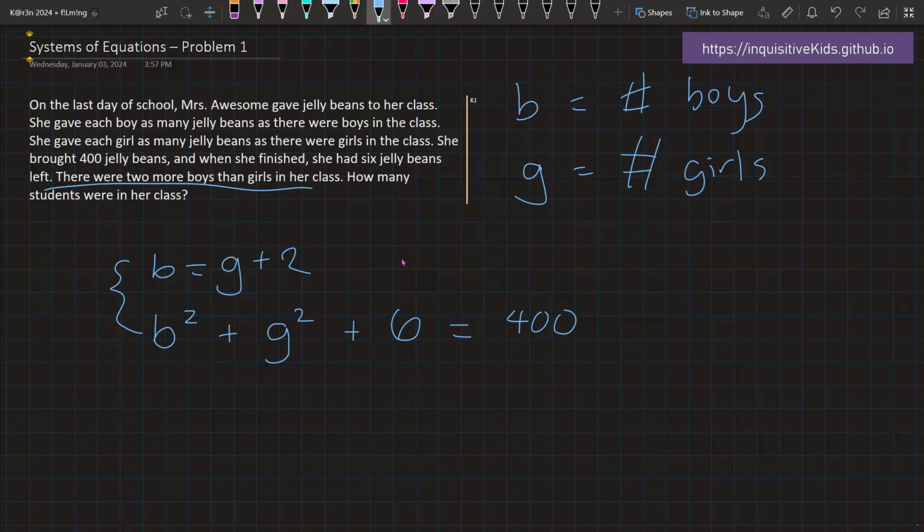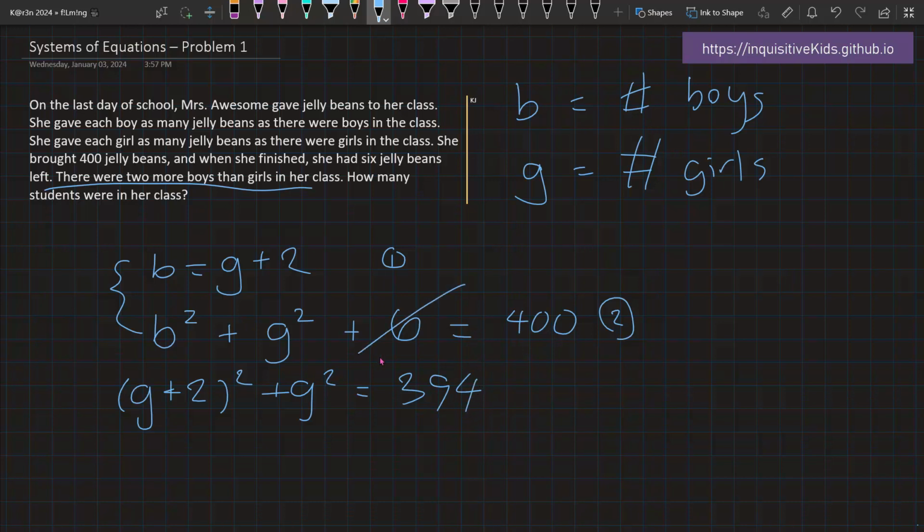So using these 2 equations, equation number 1 and equation number 2, let's see how we can solve. Well, as you can see, we can substitute equation number 1 into equation number 2. We know that the variable b can be replaced with the expression g plus 2. So we could go ahead and do that right here, giving us g plus 2 squared plus g squared is equal to 394. We are just subtracting 6 from both sides to cancel out this constant term.